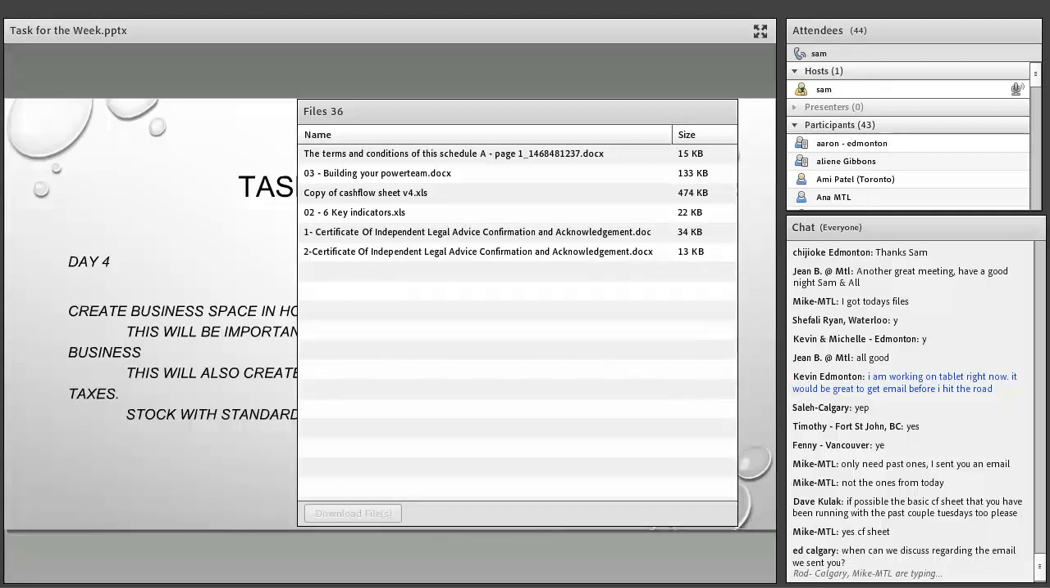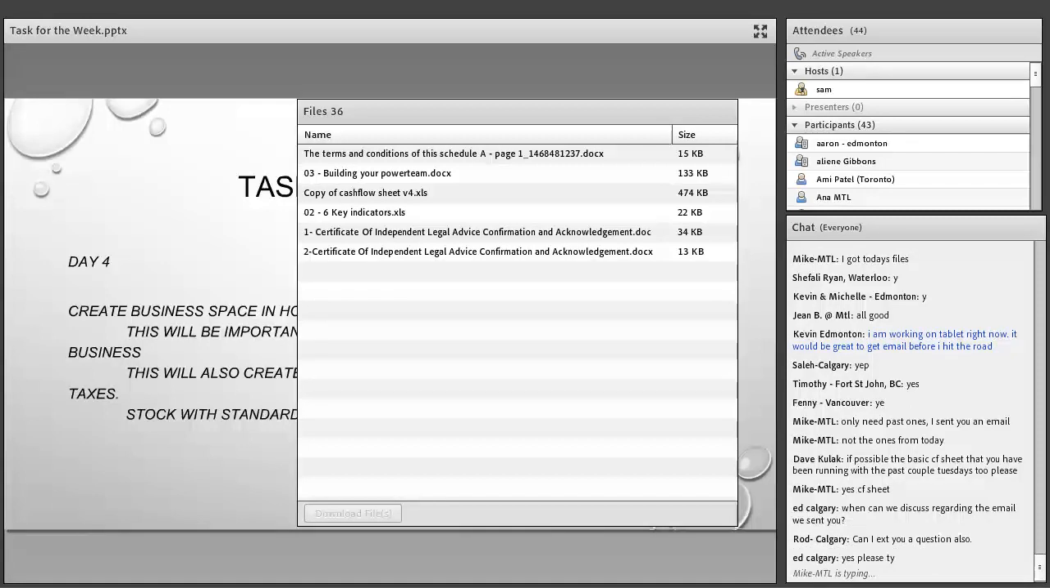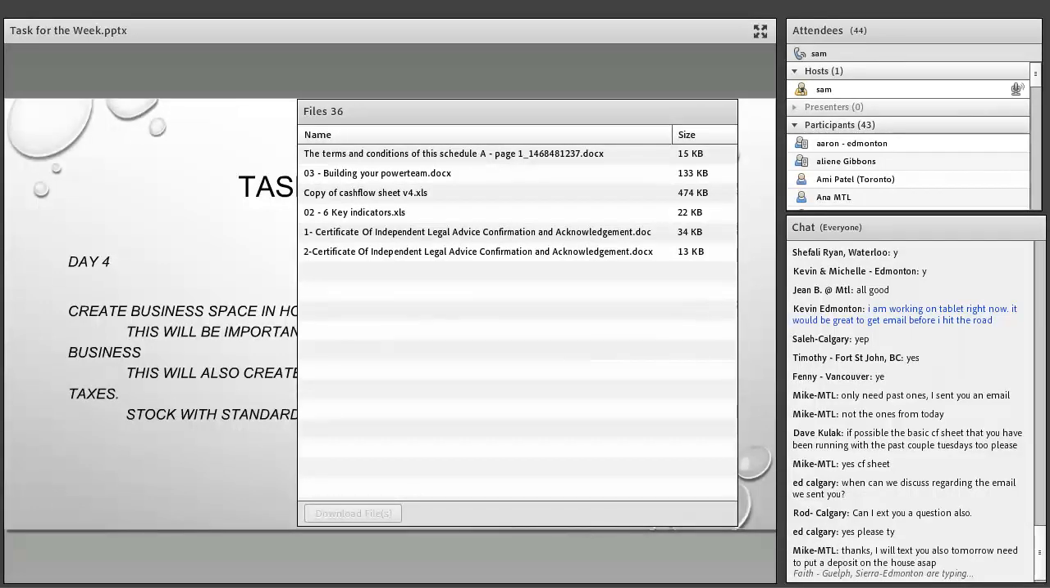Who else? These files, only these files. When can we discuss regarding the email we sent you? And so Ed, you're gonna text me tomorrow. Okay, and we're gonna talk one-on-one, okay, Ed? We'll find some time tomorrow, okay? Yeah, Rod, of course you can. No worries, my friend. Absolutely. Okay. Any other questions? I will text you also tomorrow. Need to put a deposit on the house ASAP.